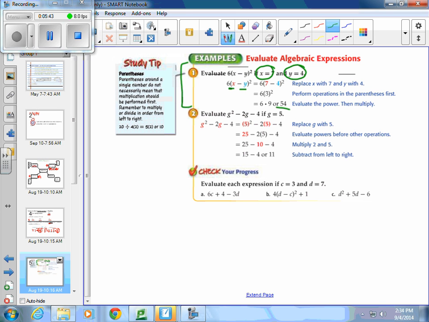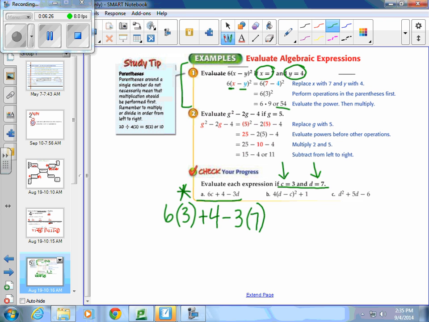Okay, so let's do this one right here. So if we have 6c plus 4 minus 3d, and we're told that c equals 3 and d equals 7. So we have 6, and I'm going to plug in my numbers for my variables, and I'm just going to write it in parentheses so that I know, because 6c is the same as 6 times c, 6 times 3. So 6 times 3 plus 4 minus 3 times 7, because c equals 3, d equals 7. And we just substitute it in.